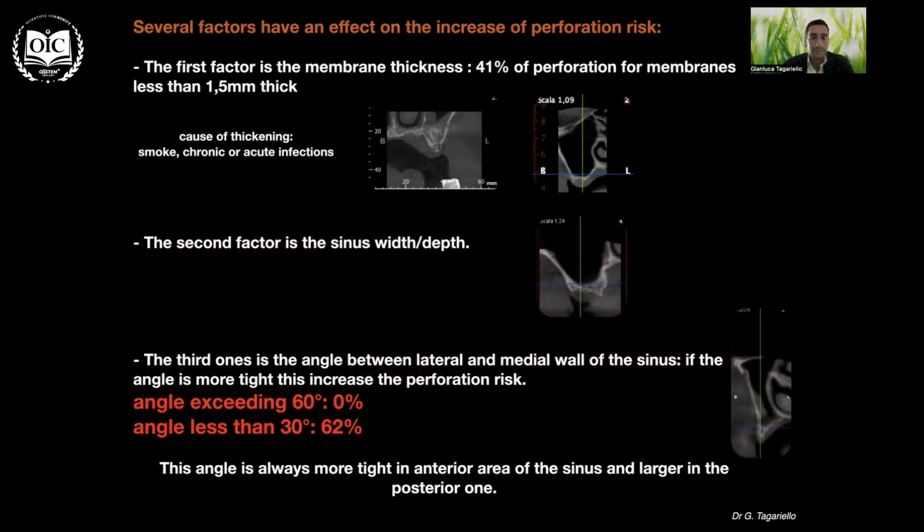Most important causes of the perforation are the thickness of the membrane. So we have a 41% of perforation for membrane less than 1.5 millimeter thick. The second factor is the sinus depth. And the third factor is the angle between the lateral and medial wall. If we have an angle exceeding 60 degrees, it's very rare to create a tearing of the membrane. But if we have an angle less than 30 degrees, we have a 62% possibility of creating tearing.